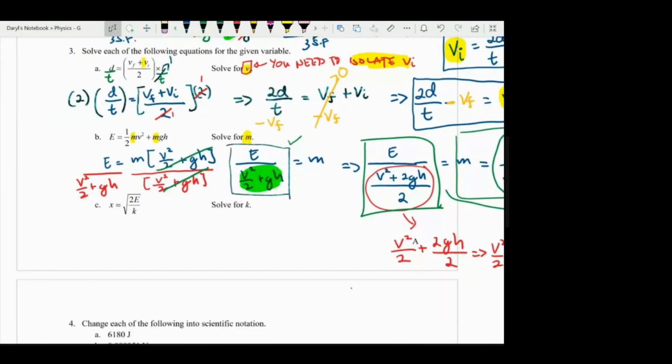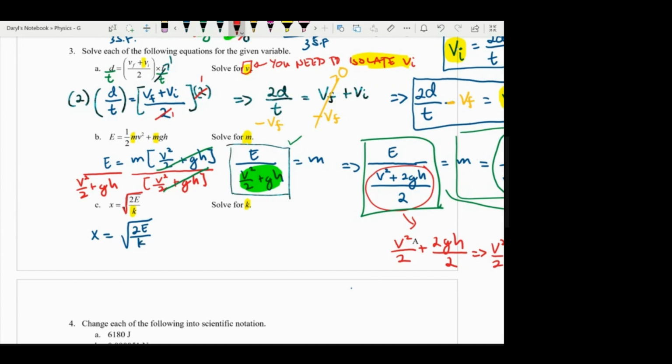Lastly here, you have solving for k. Same thing, we need to isolate k. But remember, the k is inside this radical symbol of square root. So the first thing that you need to do is get rid of that square root symbol first. How would I do that?